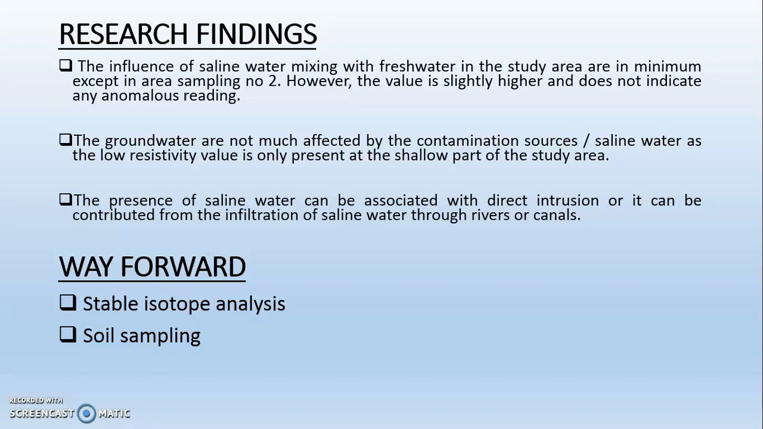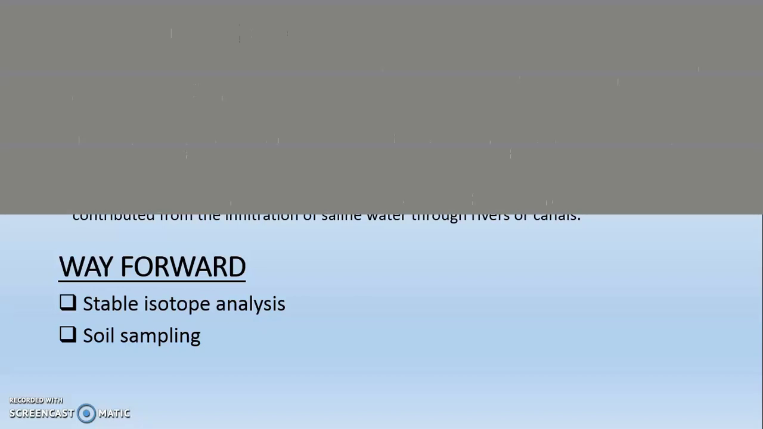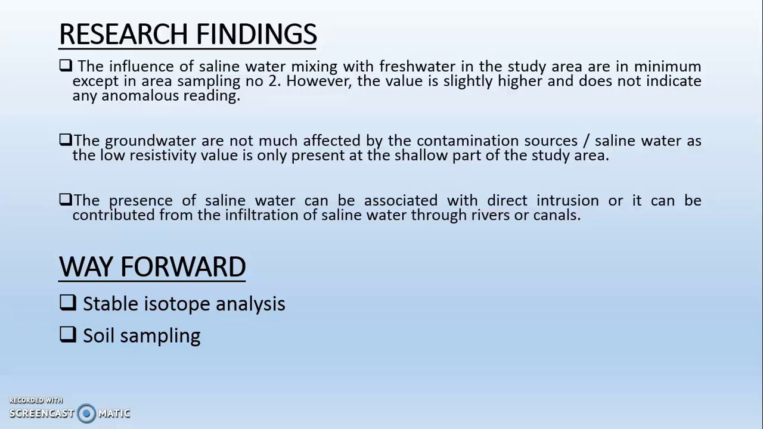To conclude, the presence of saline water can be associated with direct intrusion of seawater into the groundwater system, or it can be contributed from the infiltration of seawater through the rivers or canals during high tides into the coastal plain. I'm now approaching the end of my presentation, but before that, I would like to tell you about the future works, or the research way forward. First, this research can be made in more detail using stable isotope analysis to know more about the interface reaction of the water, and next is to do systematic soil sampling for chemical analysis to detect seawater intrusion.